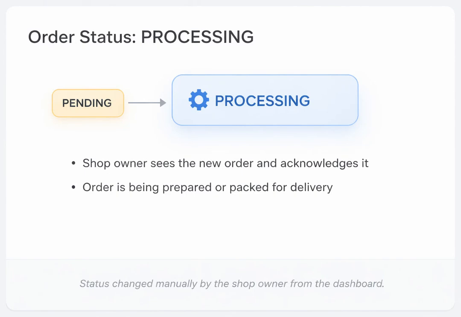Once the shop owner logs into their dashboard and sees the new order, they move it from pending to processing. This signals that the order has been acknowledged and is actively being worked on. Maybe the items are being packed or the delivery is being arranged. This status change is done manually by the shop owner through the admin panel. It's a deliberate action, not automatic.